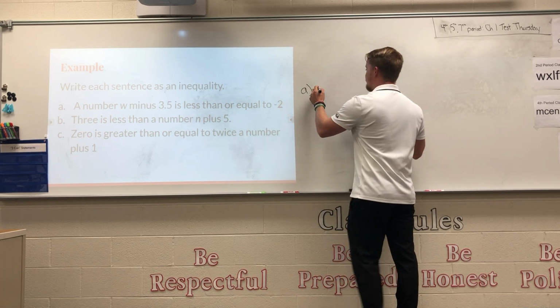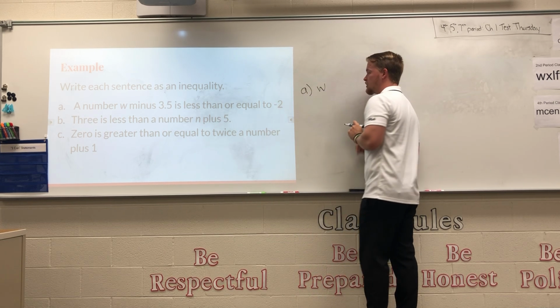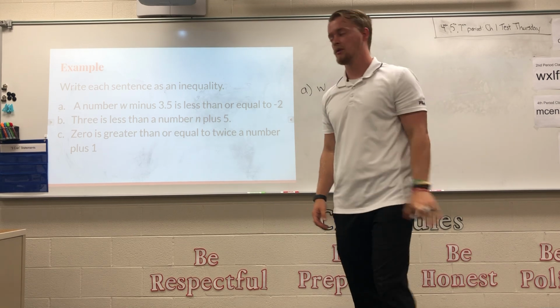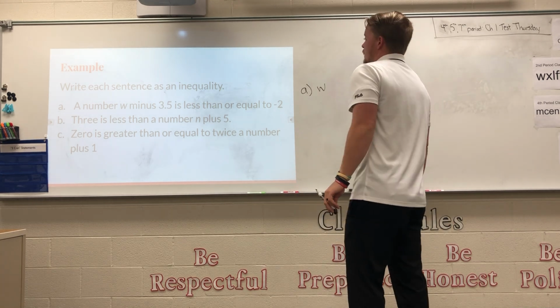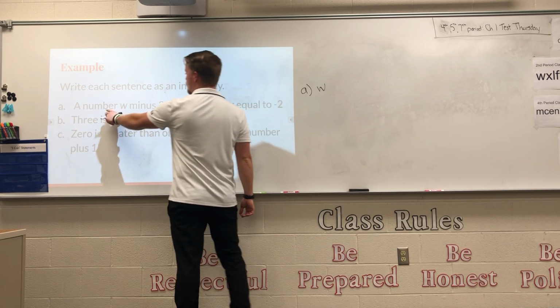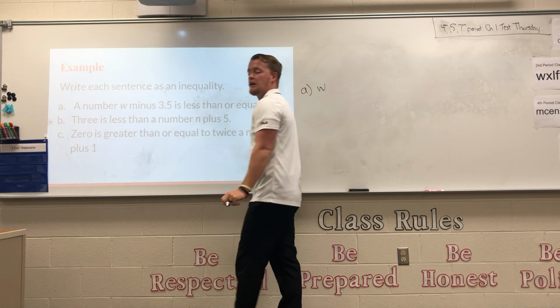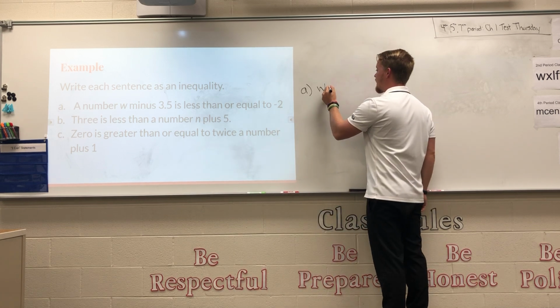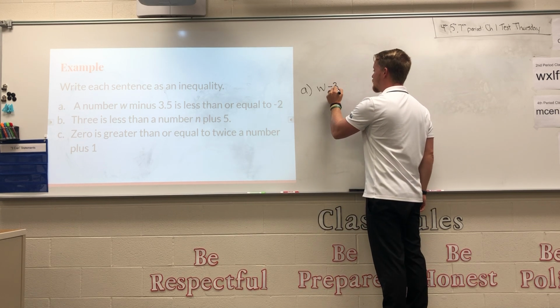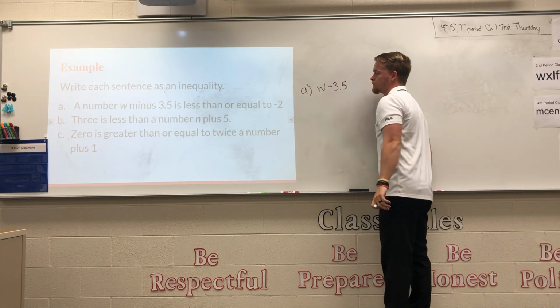My first thing will be put the variable W into my inequality phrase or inequality sentence. Okay, a number W minus 3.5, next key part, minus 3.5. So I'm subtracting 3.5 from W, so W minus 3.5.